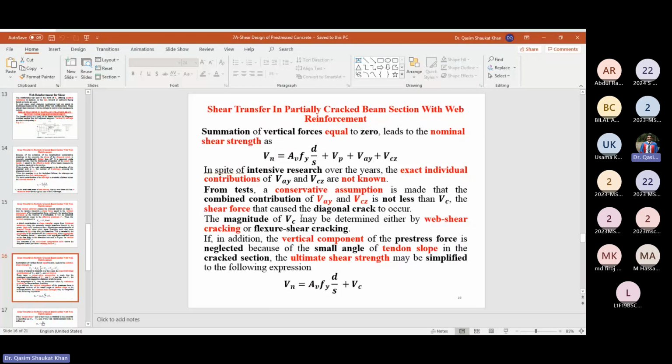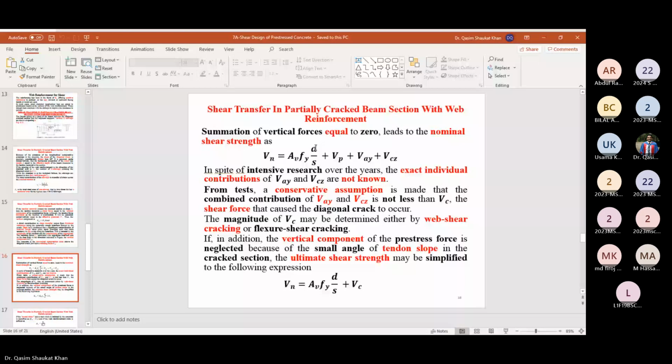And in the concrete, we know that there are two possible failures. One is flexure shear cracking, which is more ductile as compared to the web shear cracking, which is more brittle and in which the cracks are at 45 degrees. If in addition, the vertical component of the pre-stress force is neglected because the angle of tendon slope in the cracked section is small, then the ultimate shear strength will be equal to, so what we are doing, we are considering the contribution of the U-shaped steel reinforcement.